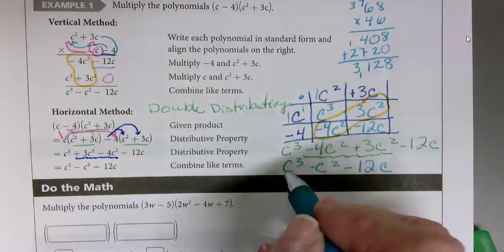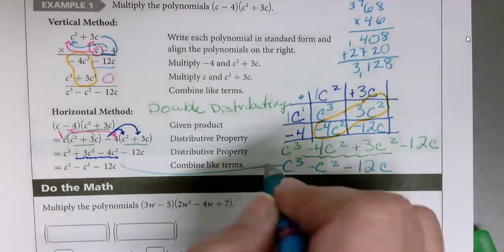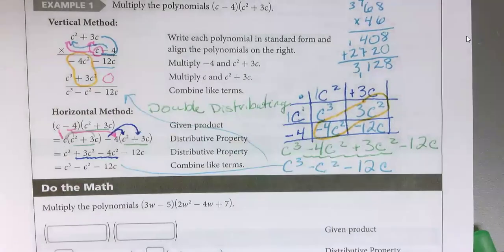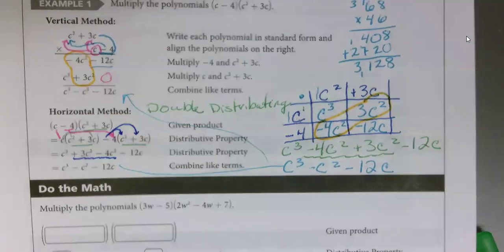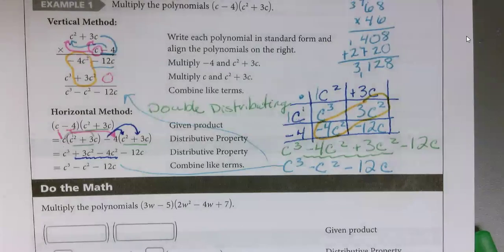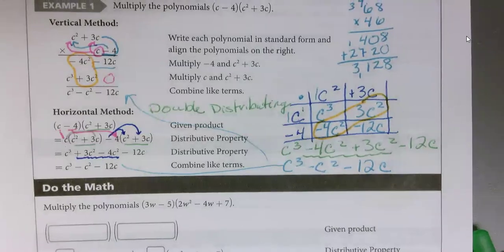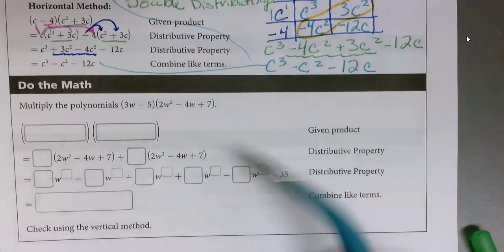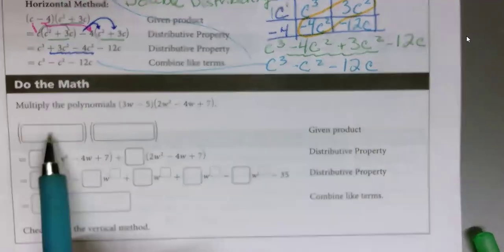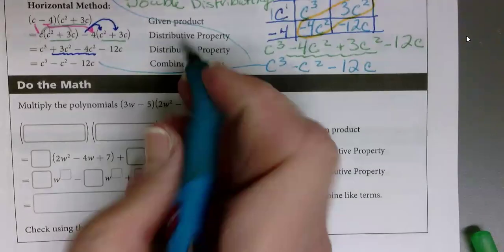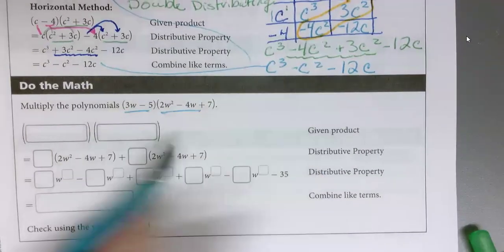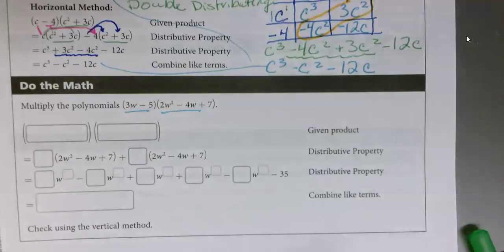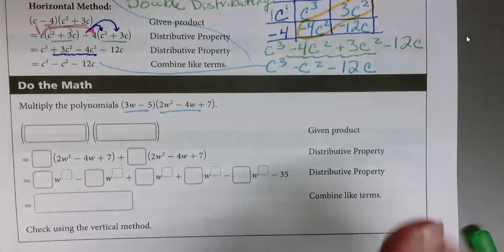And then check it out. Doesn't matter how you do it. They all end up the same. So whichever way works for your brain is the way you should do it. Let me give you a hint before you start off on the problem on your own. On the do your math, you've got the given product. They just want you to write the problem again. So like this problem that's right here, write it again. All right, go ahead and pause here and try to do it without me.